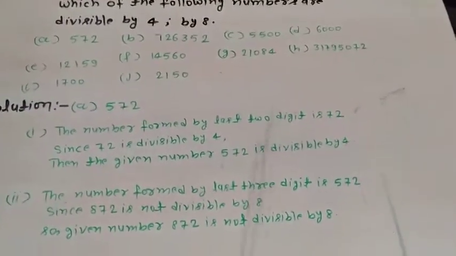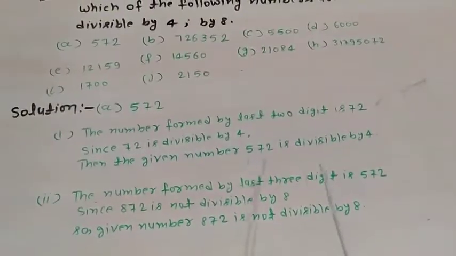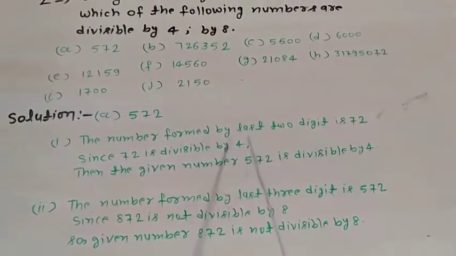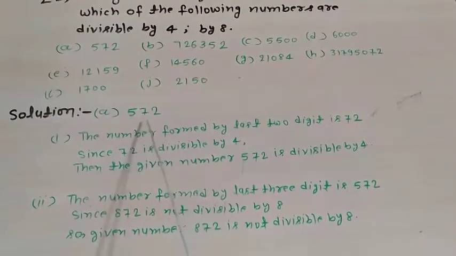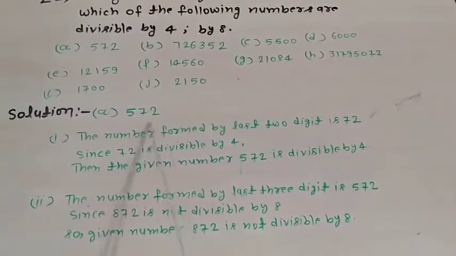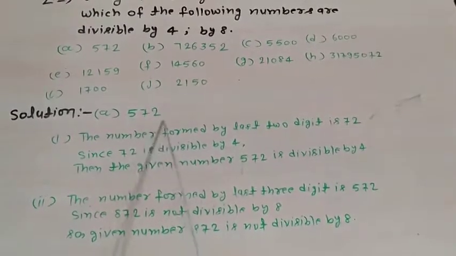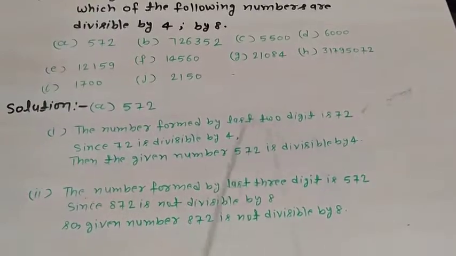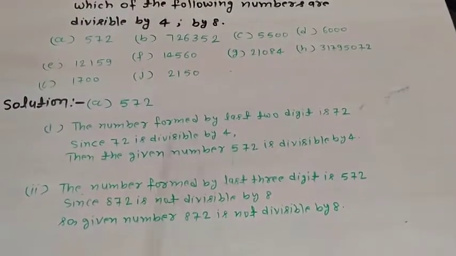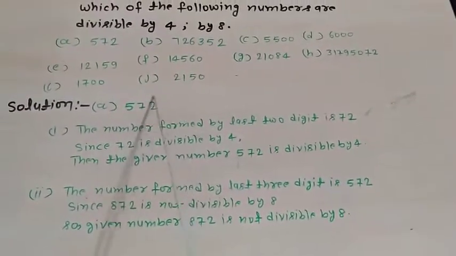For the divisibility test of 4, we check only the last two digits. The number formed by the last two digits is 72, so 72 is divisible by 4. Then the given number 572 is divisible by 4.